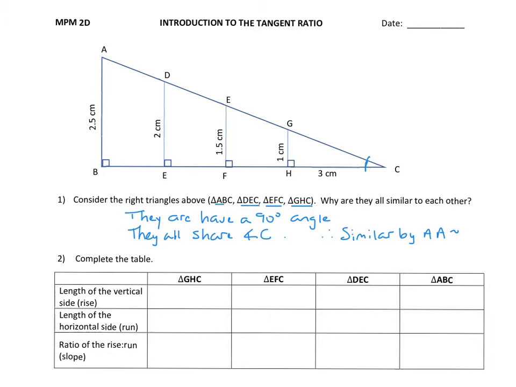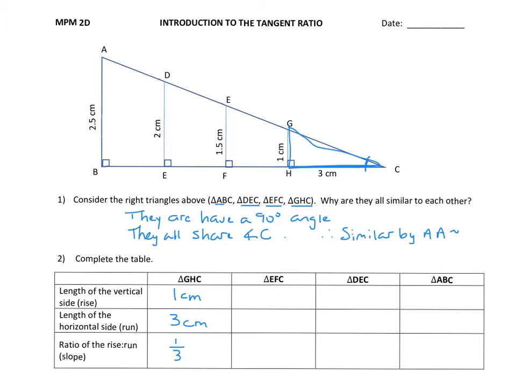All right, we're going to complete the table here. For each triangle, we want to state the length of the vertical side, which, when we think of lines on the Cartesian plane, the vertical ones would be called the rise. So for GHC, the small triangle in the bottom corner here, the rise is 1 centimeter because it's marked as being 1 centimeter. The length of the run is 3 centimeters. Remember, run is your horizontal length. And then the ratio of rise compared to run would be 1 compared to 3, 1/3.